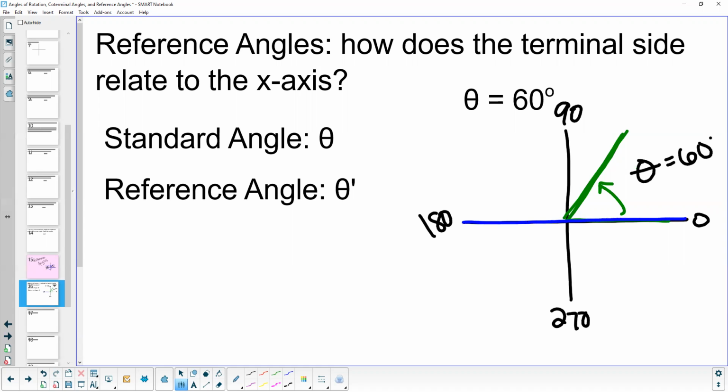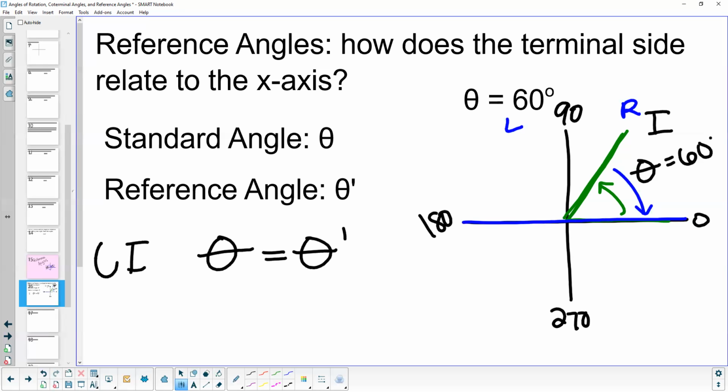So there's our x-axis. Is it closer on the right side or on the left side of our x-axis? Well, in this case, it's closer on the right side. So we want to figure out how far is it from here to here. How far is that blue arrow? Well, when it happens to be in quadrant 1, our standard angle is equal to our reference angle when we're in quadrant 1. And the reason why is because in quadrant 1, it is just going to be closest to that line of 0.